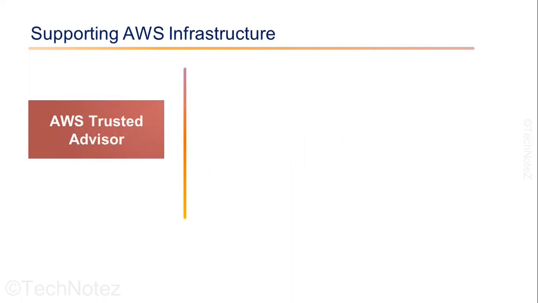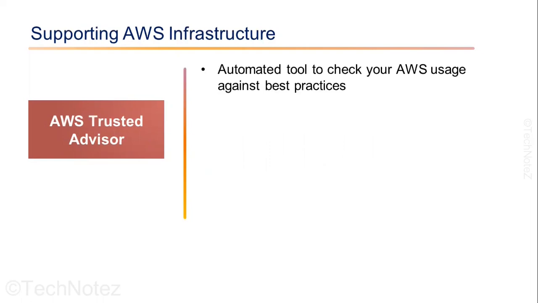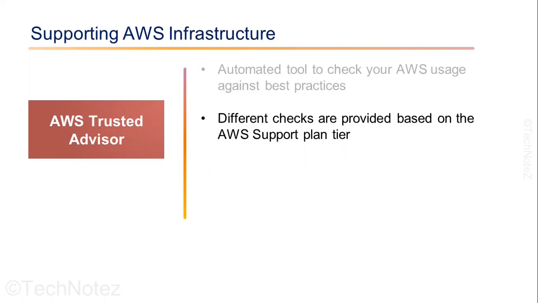Let's talk about AWS Trusted Advisor. AWS Trusted Advisor helps you to optimize your use of AWS services. It's an automated tool to check your AWS usage against best practices. It checks your AWS infrastructure for potential issues and provides recommendations for improvement. It examines your security, performance, and cost efficiency settings and alerts you if there are any issues or if you could be saving some money.